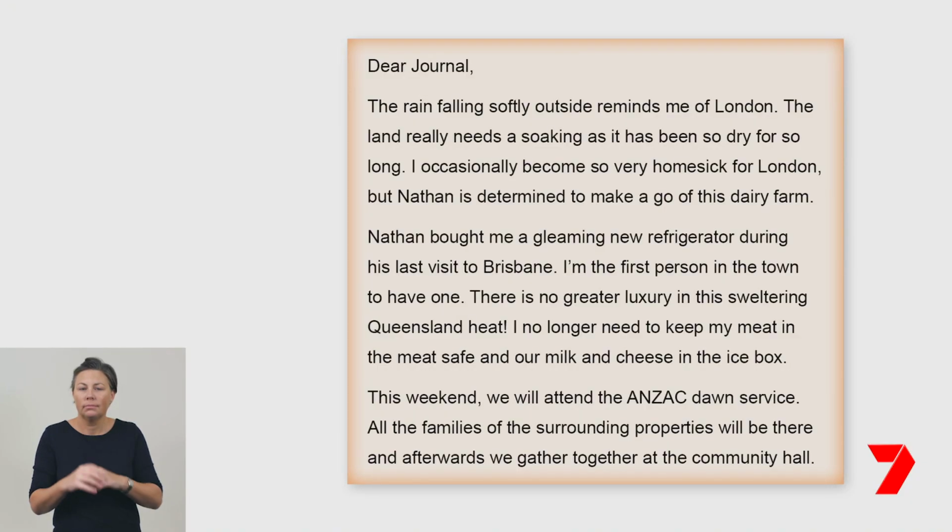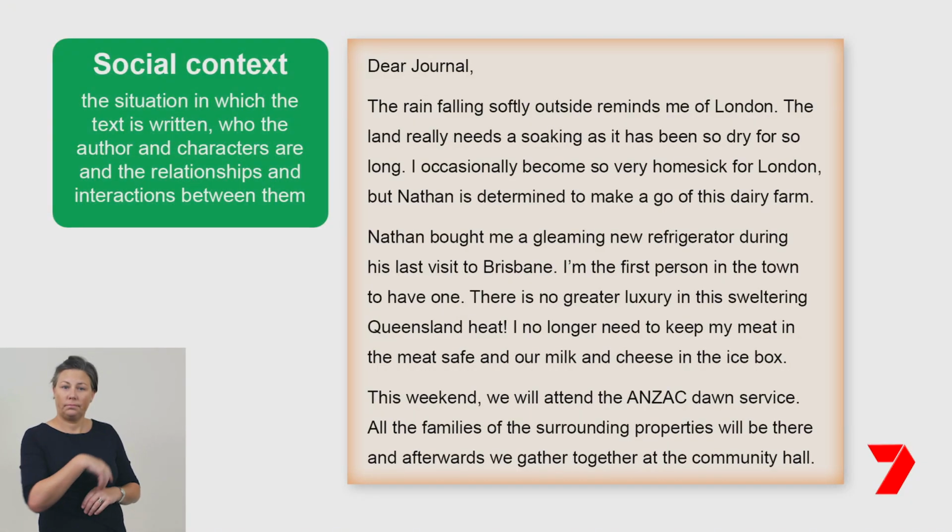Do you remember what the social context is? That's right. The social context is the situation in which the text is written, who the author and characters are, and the relationships and interactions between them. How does the journal entry provide information about the author? Can you find any examples?